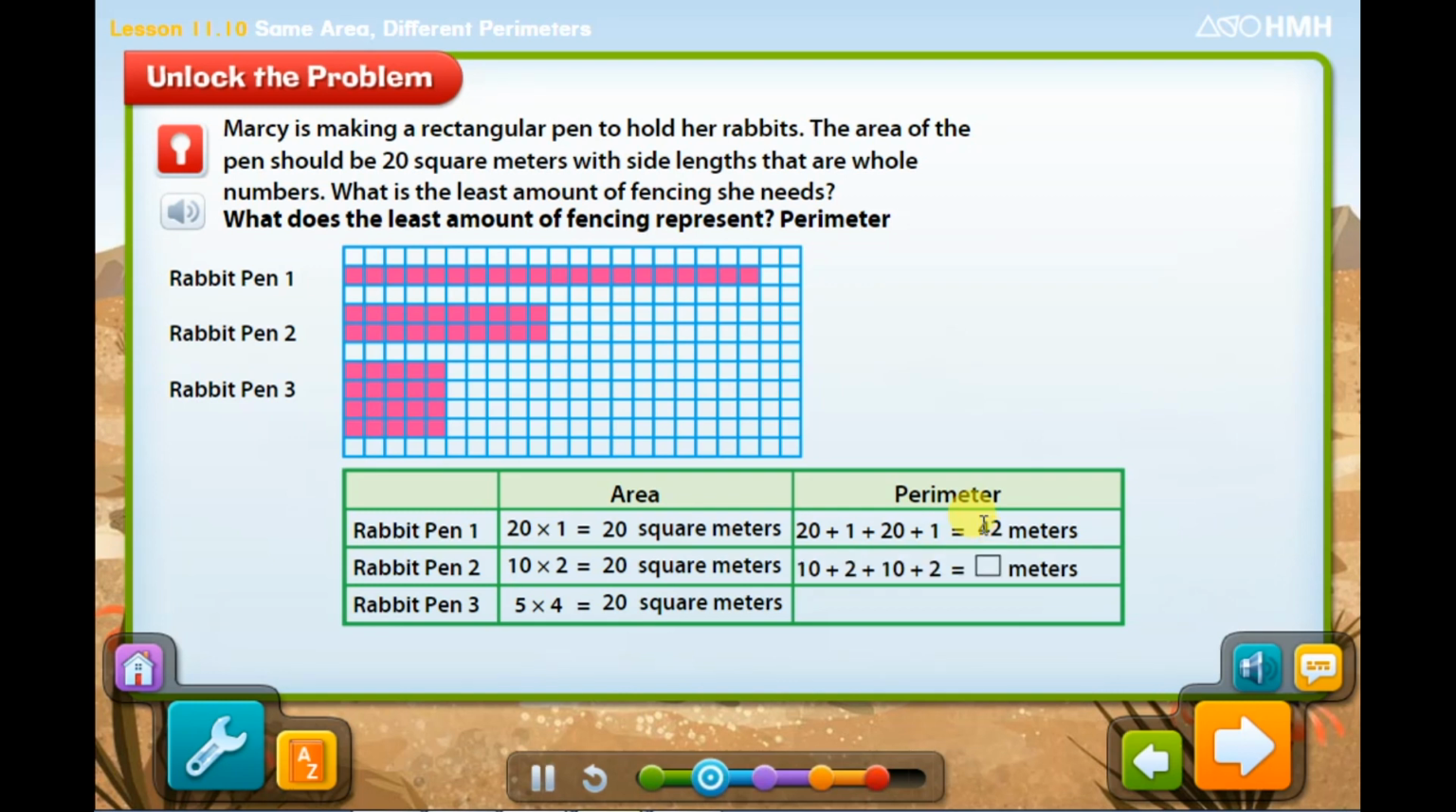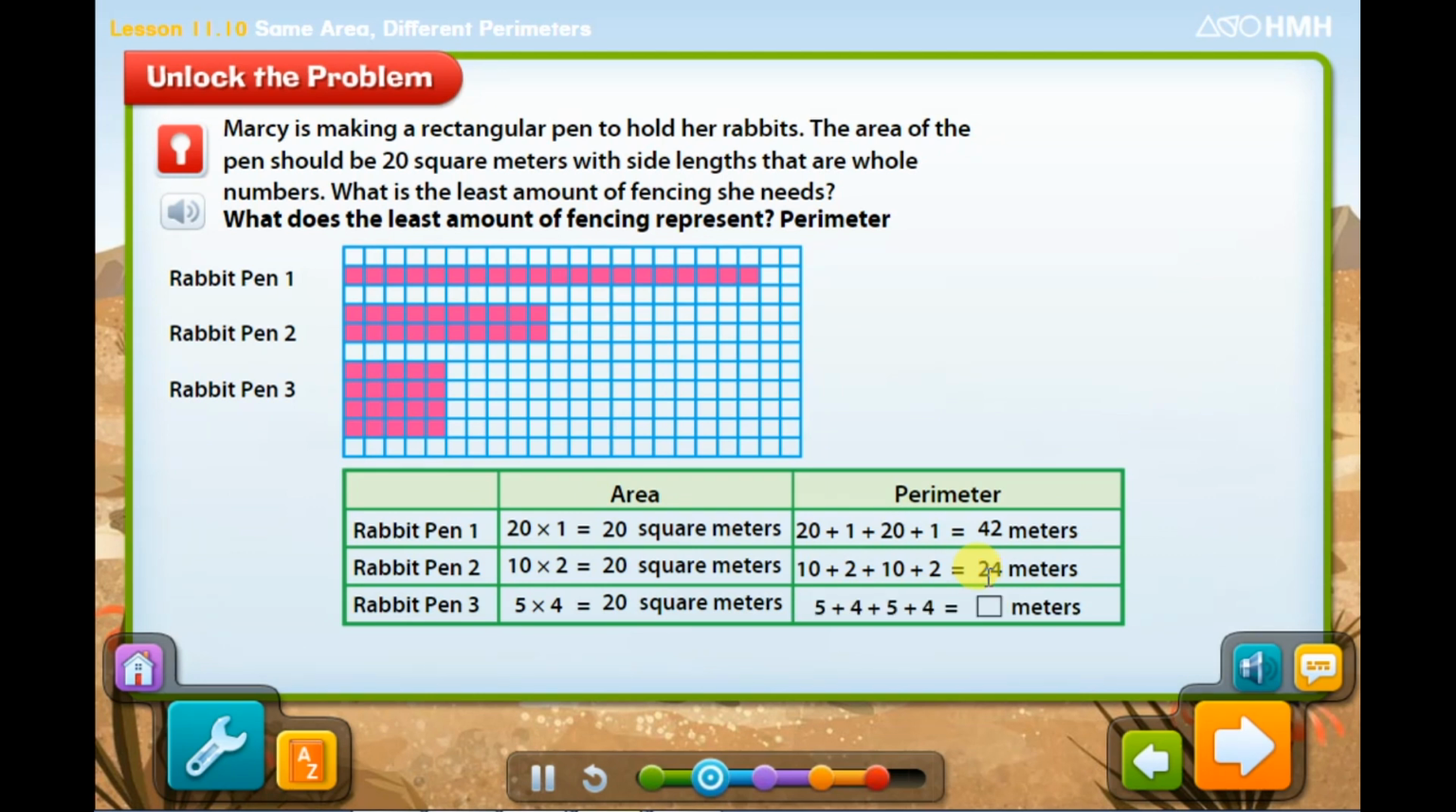Rabbit pen 2 has a length of 10 meters and a width of 2 meters. What's its perimeter? So walk again around the shape. That will be 2 plus 10 plus 2 plus 10. So it will be 24 meters.